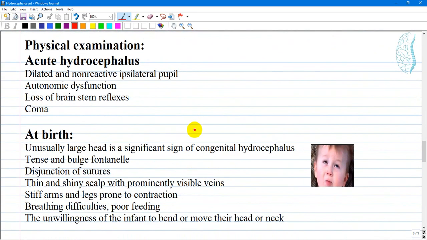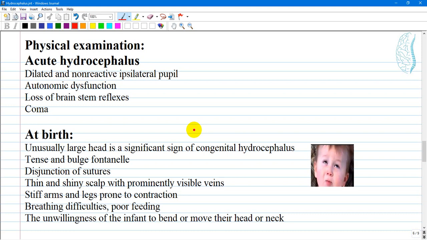Physical examination. Acute hydrocephalus is a life-threatening condition and can result in brain herniation, transtentorial herniation of the temporal lobe or herniation of the cerebellum into the foramen magnum, with a clinical picture of a dilated and non-reactive ipsilateral pupil, autonomic dysfunction, loss of brain stem reflexes and coma. It requires immediate neurosurgical intervention to relieve the pressure.